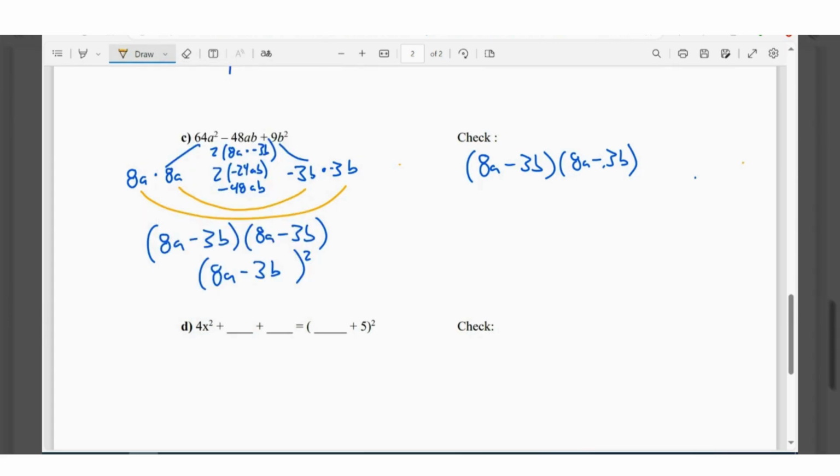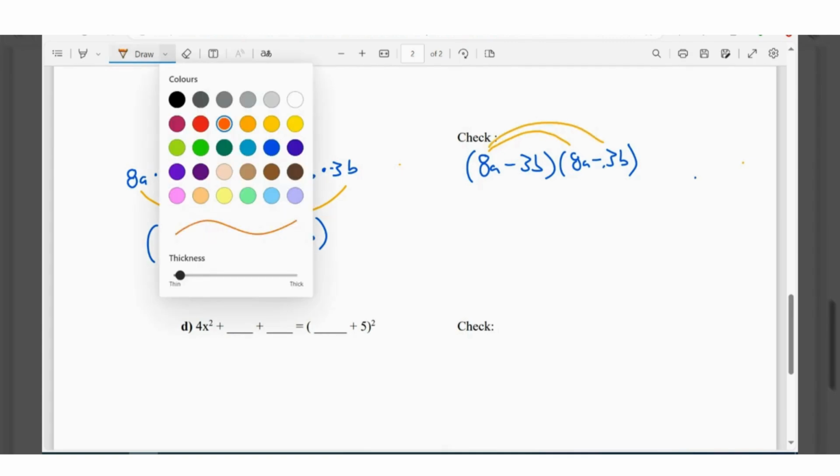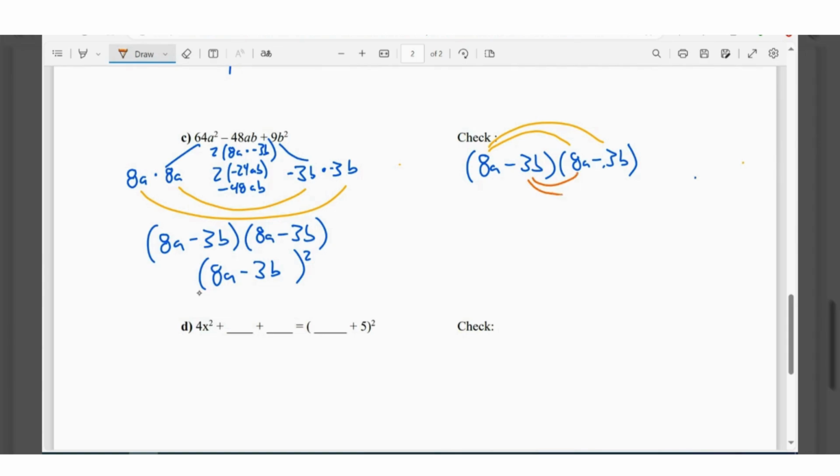Let's FOIL it out. Let's do the first and outside. Let's do inside and last. So we got an 8a times an 8a, that's 64a squared. 8a times negative 3b, negative 24ab. Negative 3b times 8a, negative 24ab. And a negative 3b times a negative 3b is a positive 9b squared.